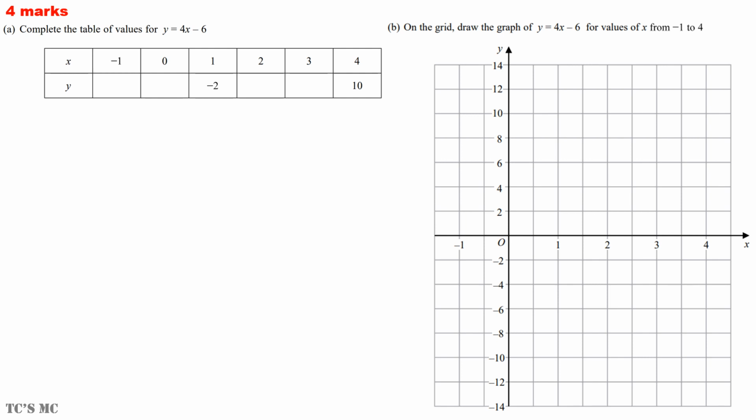Complete the table of values for y equals 4x subtract 6. We don't actually need to show method, but I will show you for your understanding. We need to do 4 multiplied by -1 and then subtract 6. Type that into your calculator and we get -10. Do the same for the next x value. 4 multiplied by 0 subtract 6. We get -6. And keep on going.